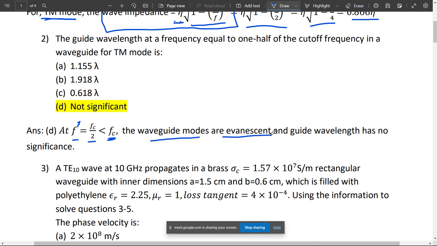So what does evanescent mean? Can someone from you tell me what does evanescent mean? So evanescent means that it cannot propagate in the waveguide. All right.